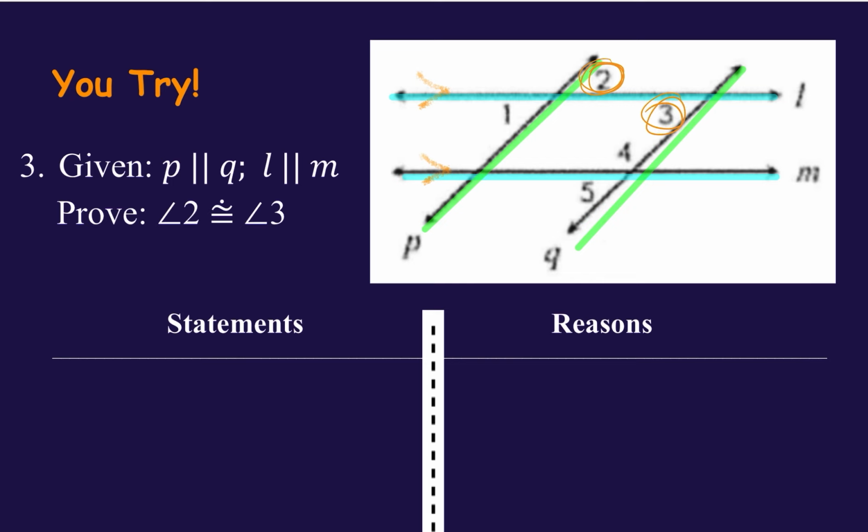Yes, they are congruent. There's something wrong here. Oh, there's a mistake here. Apologies about this, but this is supposed to be 5. So we are to prove that angle 2 is congruent to angle 5. Yes, they look congruent, and yes, they look like they're inside, so interior.